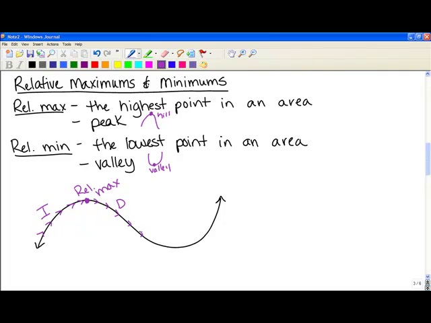Now, as a function decreases, it goes down to a certain value, a certain point, and it changes direction, and it is now increasing over here on the right. So, where the function changes direction, we have one of these relative maximums or minimums, and this is like the bottom, the low point, this is a relative minimum.